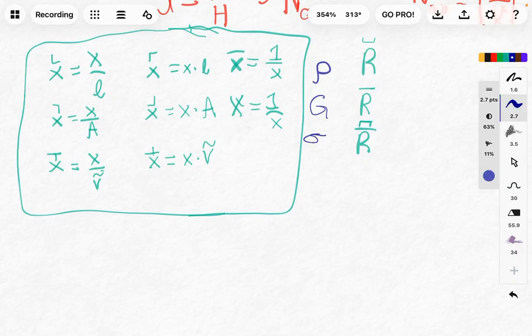I will note we can define capacitance. That is way too fat. Fine. We can define capacitance as the reciprocal of gamma to Q.